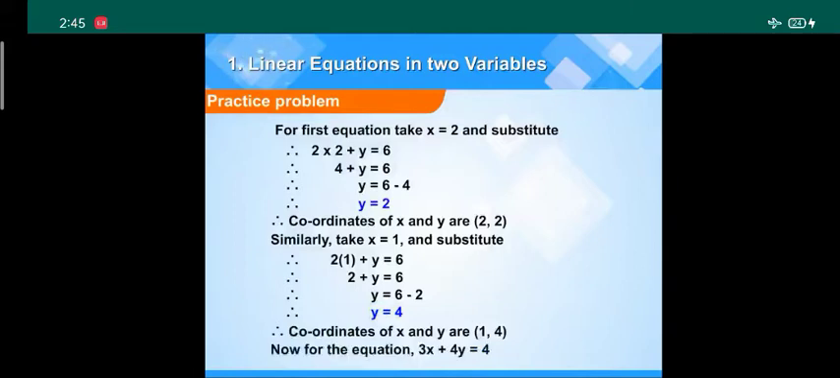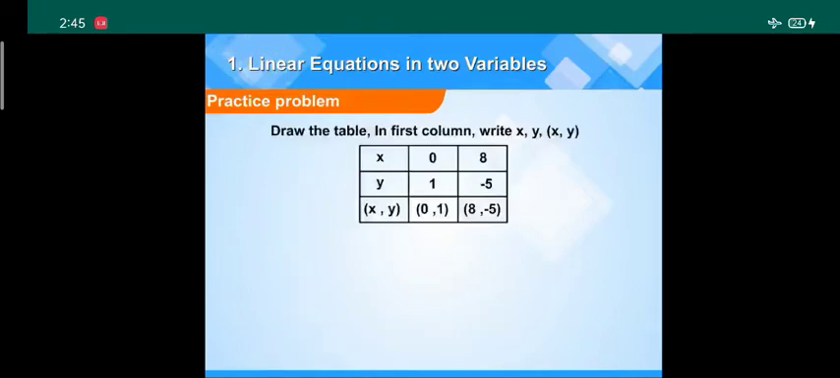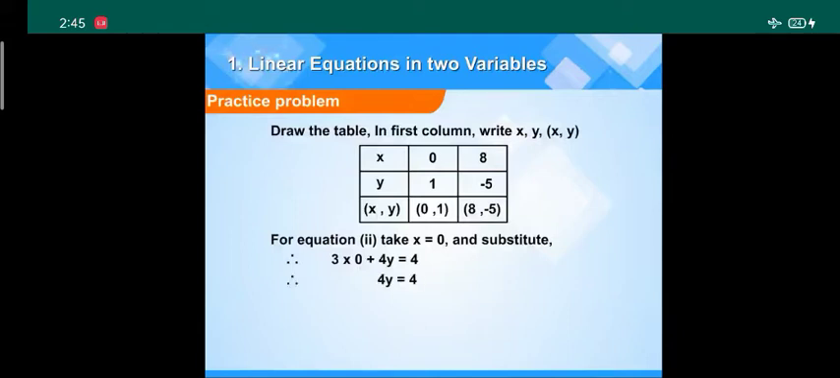Now, for the equation 3x plus 4y is equal to 4, draw the table. In first column, write x, y and xy. For equation 2, take x is equal to 0 and substitute. Therefore, 3 into 0 plus 4y is equal to 4. Therefore, 4y is equal to 4, which gives y is equal to 1. Therefore, coordinates of x and y are 0 and 1.